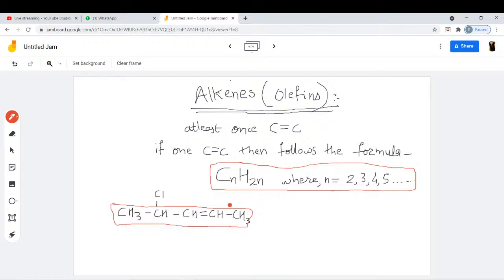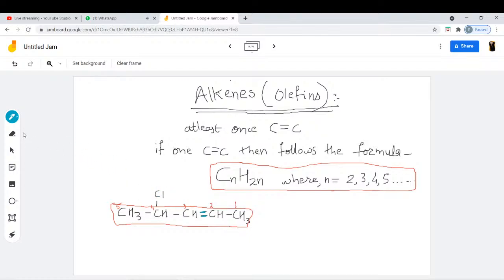1, 2, and the second carbon has a substitution, but here the double bond comes first from the right hand side, so numbering will start from there: this is carbon number 1, carbon number 2, carbon number 3, carbon number 4, then carbon number 5. Why? Because we are going to give priority to this carbon carbon double bond. So that's why we are starting the numbering from the right hand side.